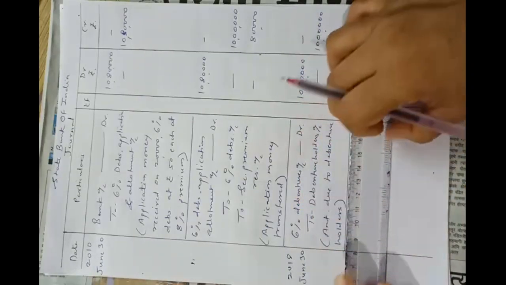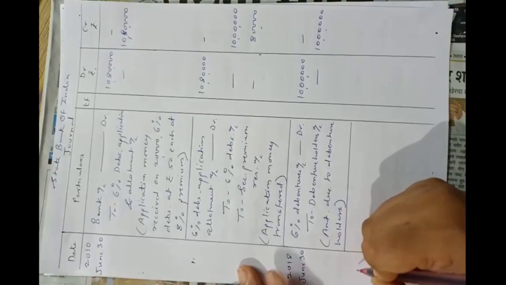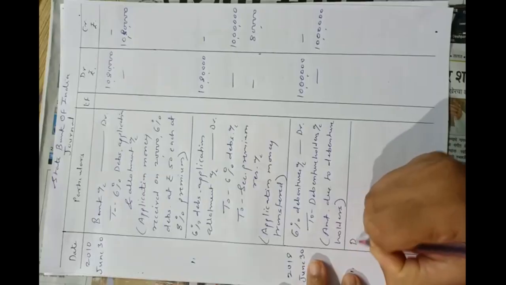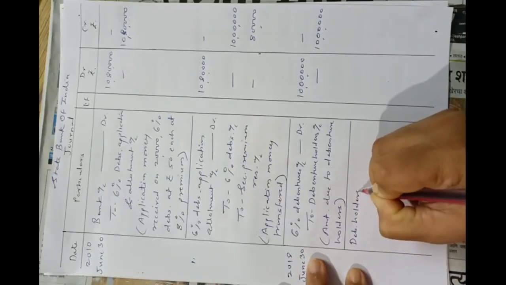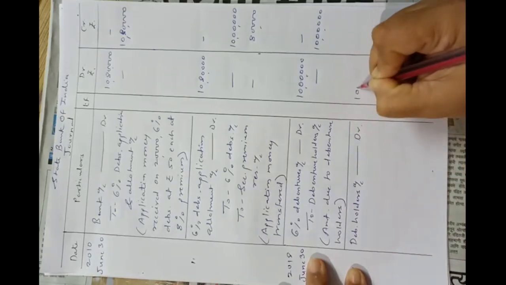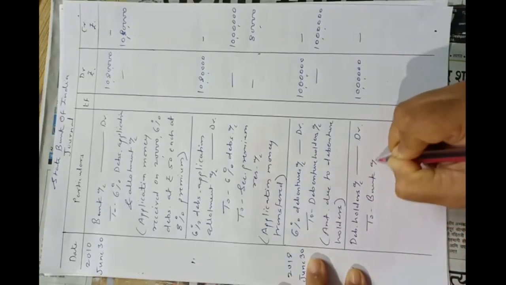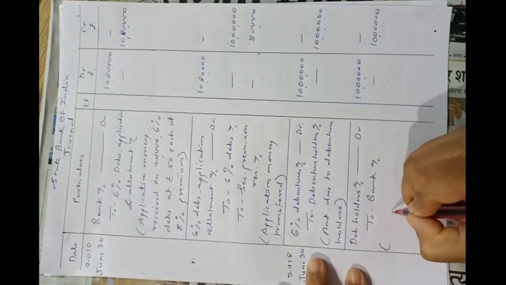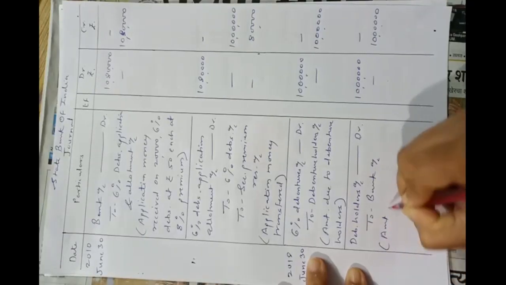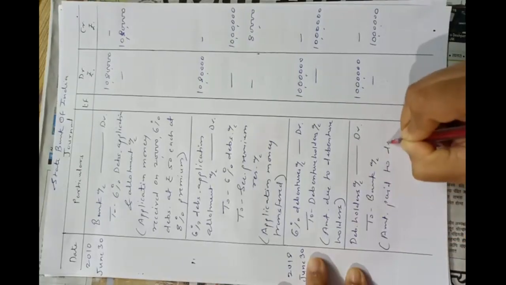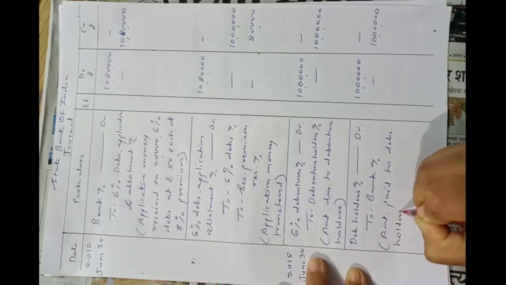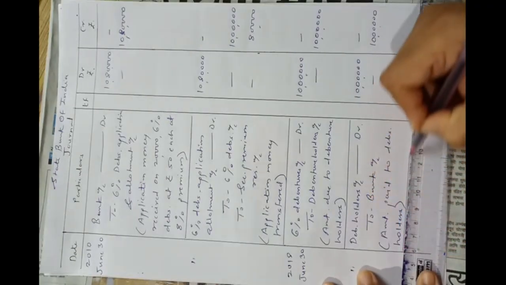No entry of DRR created. Now amount of payment on June 30th. Debenture holders account debit, ten lakhs to bank account, 10 lakhs. Amount paid to debenture holders on redemption or payment made to debenture holders. You can write any narration. So this will be the last entry of this problem.